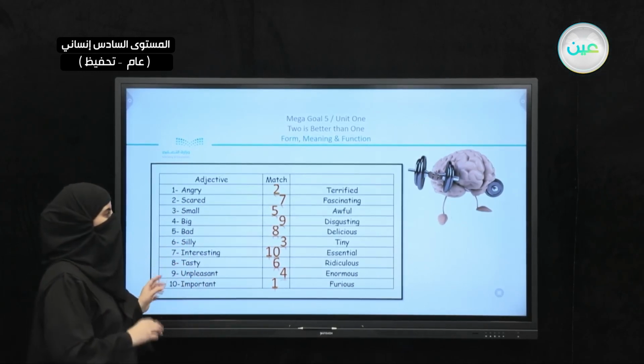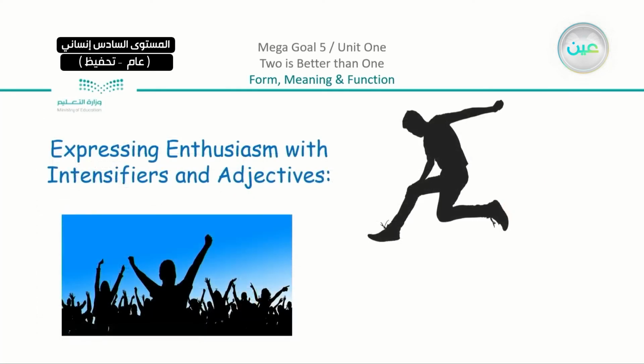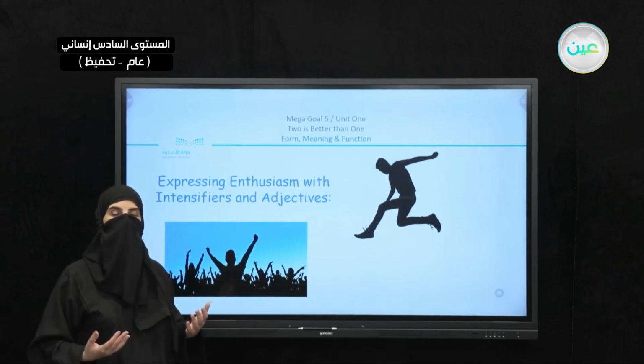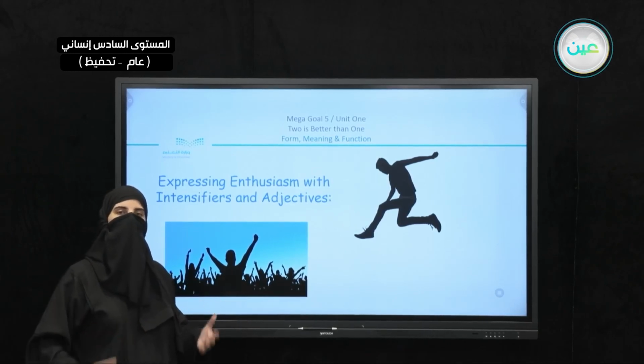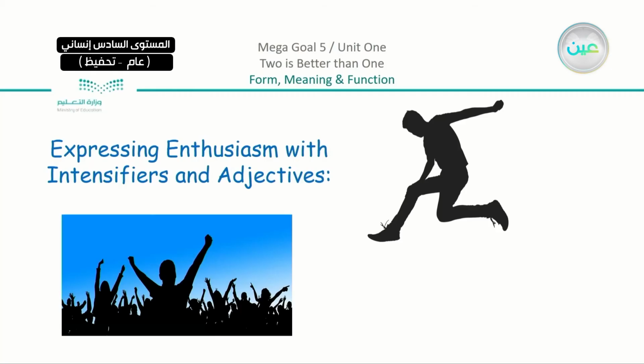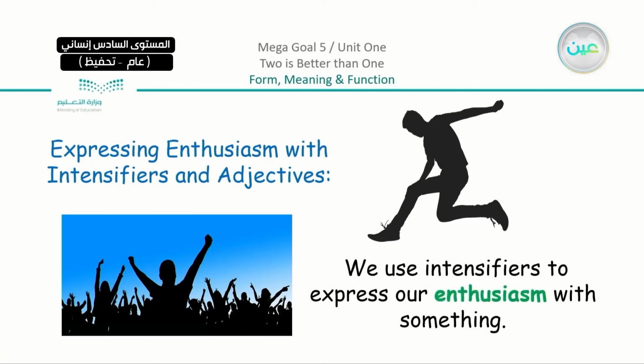But here, we still haven't got to the basic part, which is expressing enthusiasm. Now, I want to use these strong adjectives to express my enthusiasm with intensifiers and adjectives. So, for example, if I see an elephant, I can say that the elephant is a big animal or the elephant was big. But if I want to express my enthusiasm and show more emphasis, I can say that the elephant was huge or enormous. So we use intensifiers to express our enthusiasm with something.